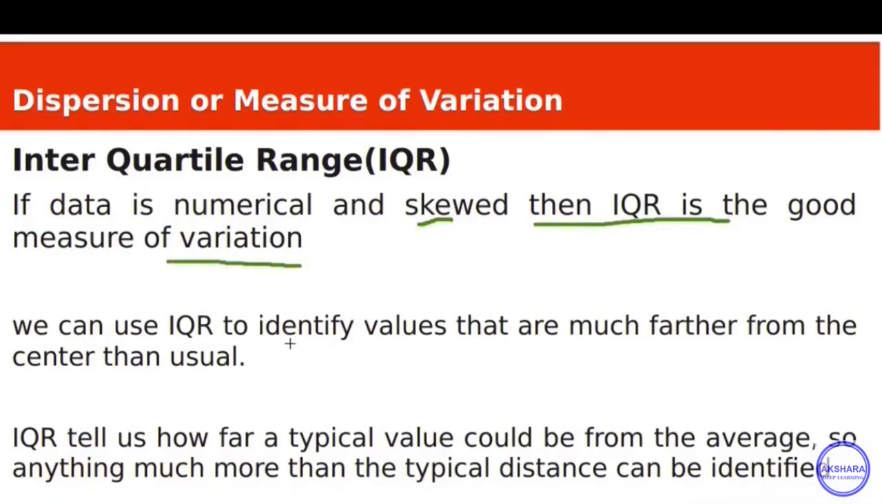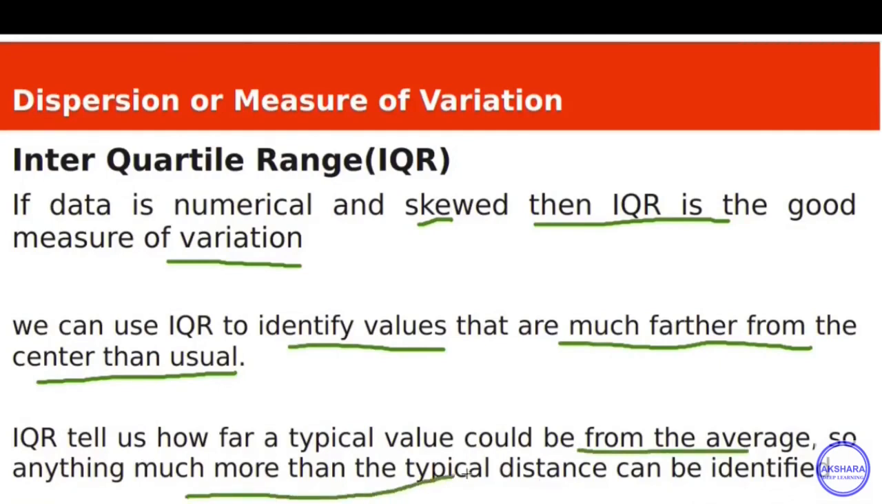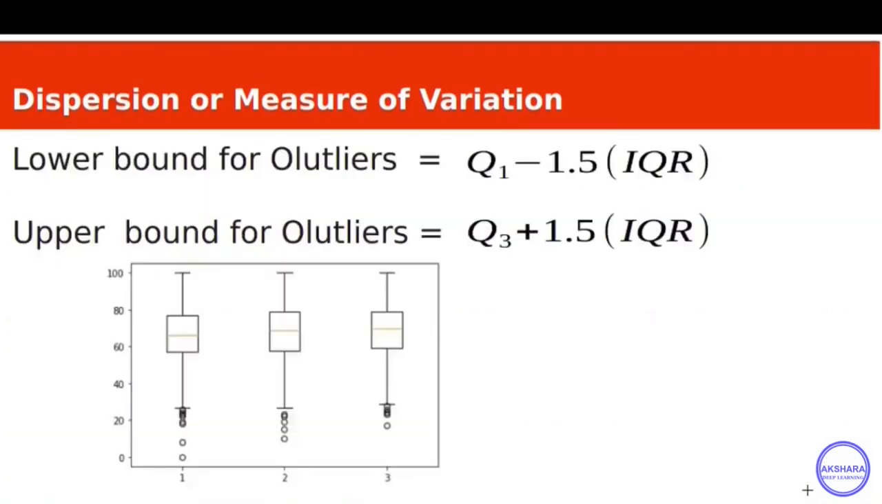We can use interquartile range to identify the values that are much farther from the center than usual. Interquartile range tells us how far a typical value could be from the average. So anything much more than the typical distance can be identified by using IQR. Interquartile range can be used to identify the outliers.